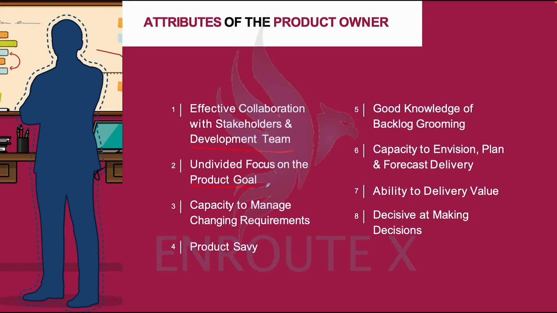It's very important that the product owner has a clear understanding of what the stakeholders want. It is when the product owner has that clear understanding that he is able to communicate the same to the developers, and to work with the Scrum team, including the Scrum Master. Number 3, the product owner should have the capacity to manage changing requirements.